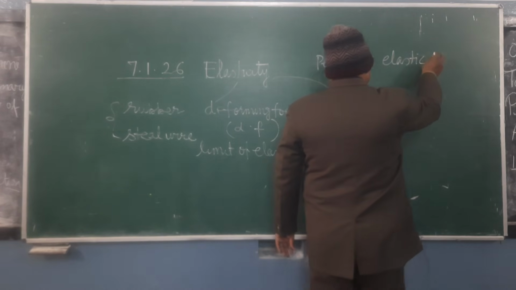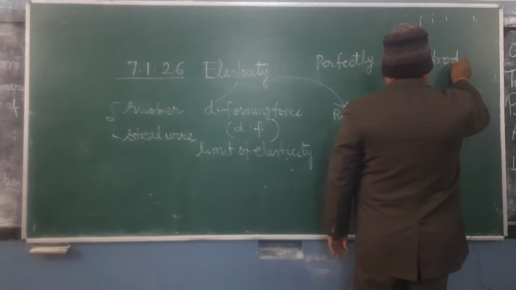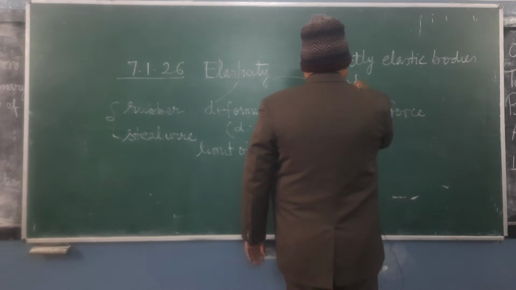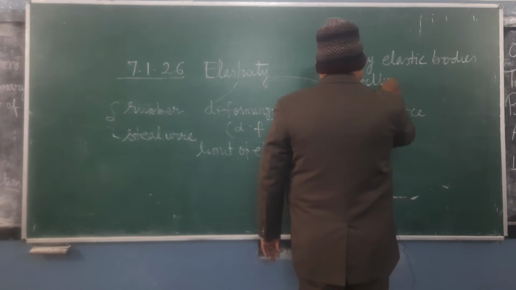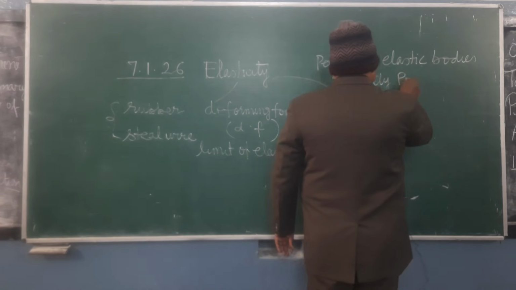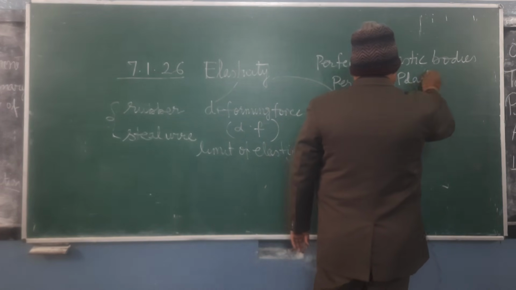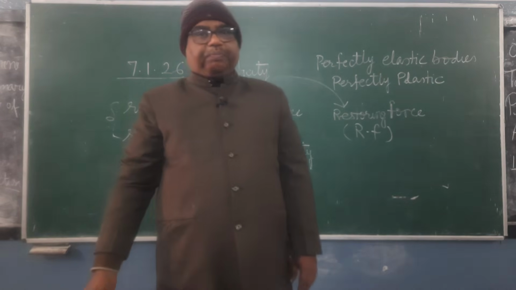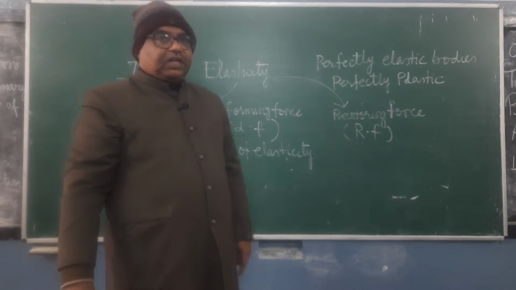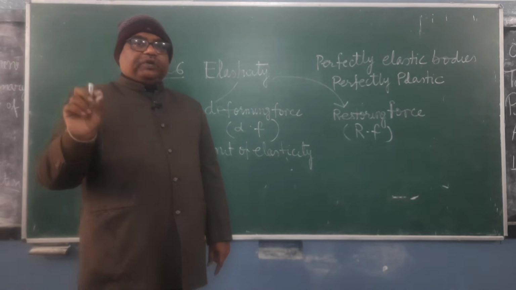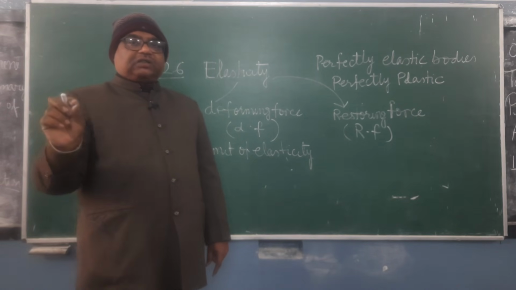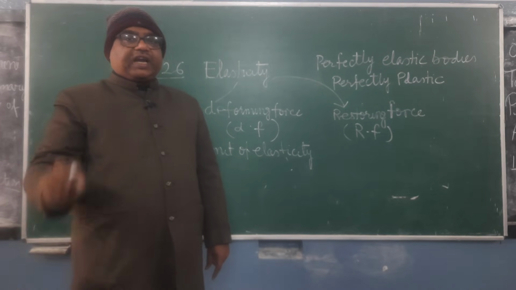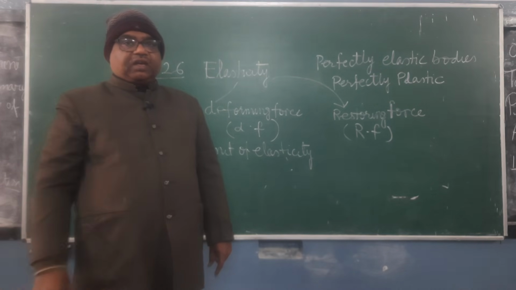Elastic bodies and perfectly plastic. What are perfectly elastic and perfectly plastic bodies? See here, neither any body is perfectly elastic nor any body is perfectly plastic. What is the perfectly elastic? The body which returns back, which occupies 100% of its original shape and size, even at the microscopic level.